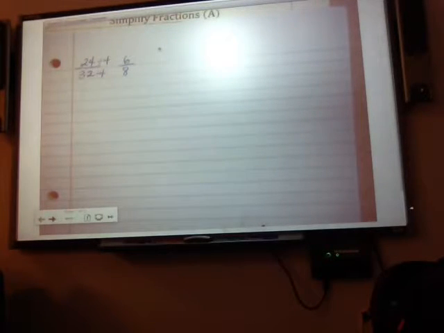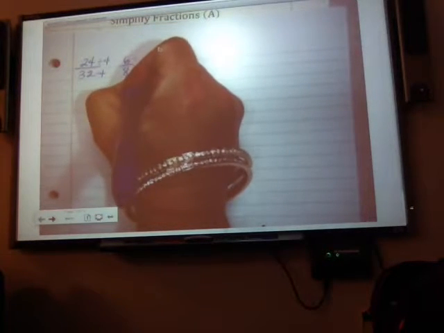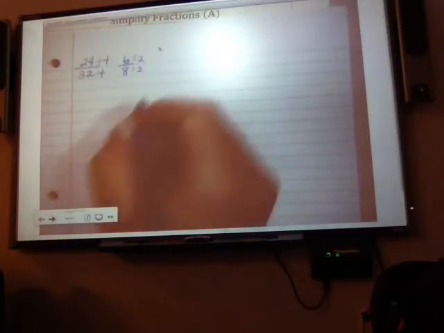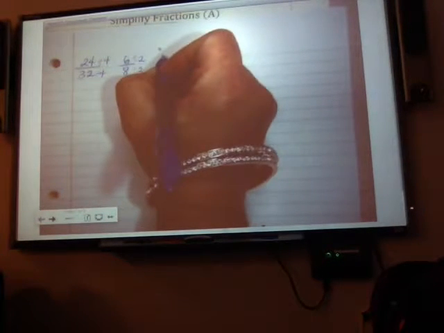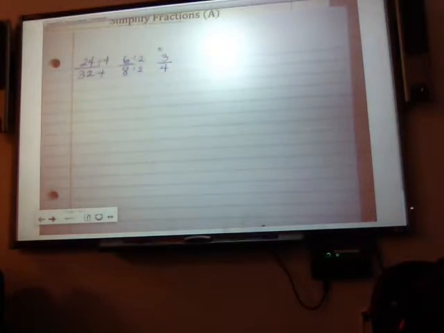4. Oh, 6 cannot be divided by 4. 6 times 4? We're reducing 6, sweetheart. Divided by what? 2. 2, because they're both what? Even numbers. 6 divided by 2 is 3. 8 divided by 2 is 4. Is 3/4 simplified? Yes, it is.